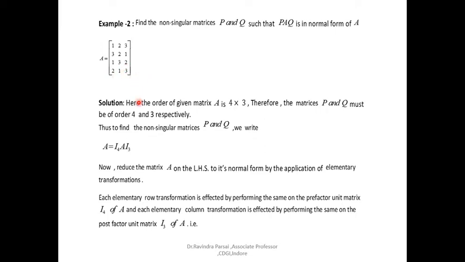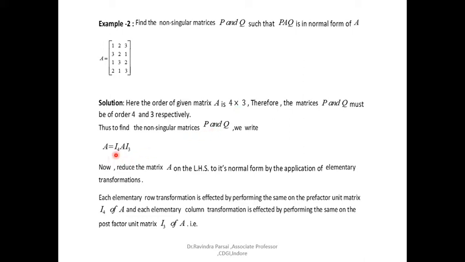First you will write the order of the given matrix. So the order of the given matrix is 4 by 3. Therefore you are going to find two non-singular matrices. You use symbols P and Q, of orders 4 and 3 respectively. So the first non-singular matrix has order 4 and the second has order 3. Always both are square matrices.